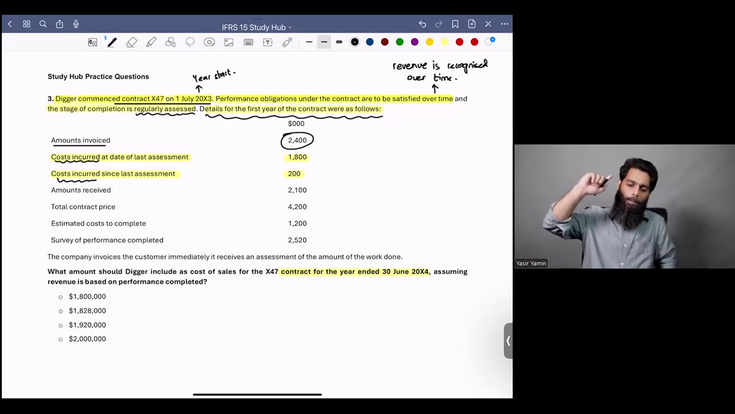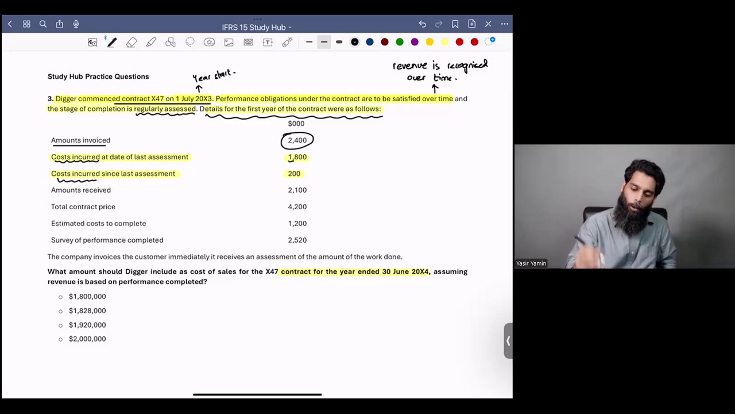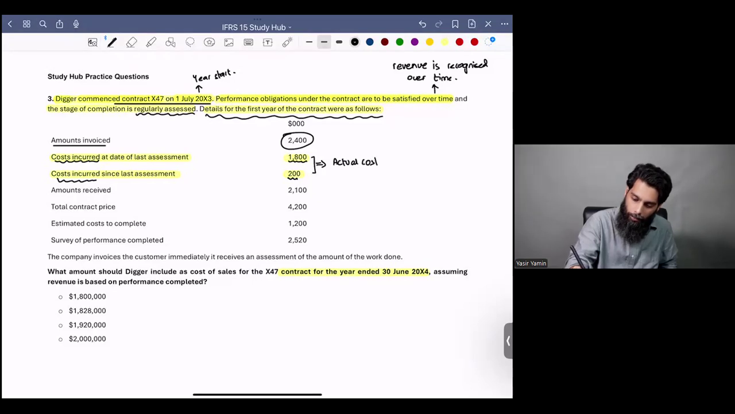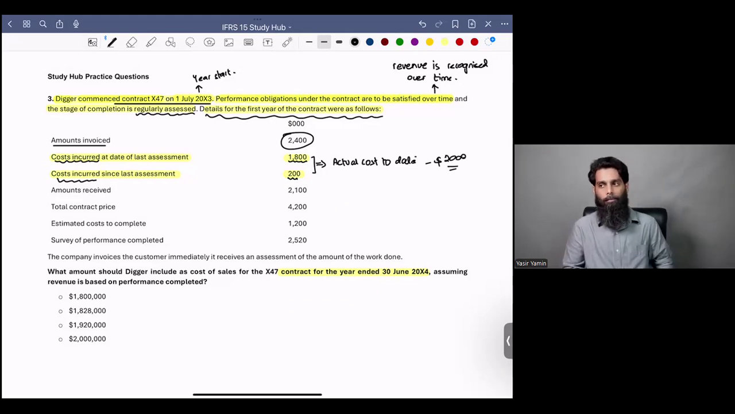It could have been regularly assessed every month or quarterly, whatever the conditions are. Whenever the last assessment was done at that date, cost incurred was 1,800. But since then, additional cost incurred to date has been 200. So in simple terms, can I say, and I want your feedback if you understand this or not, this is fairly common sense. If you cannot understand this, this is beyond common sense. Actual cost incurred to date is simply 2 million. Make sense?